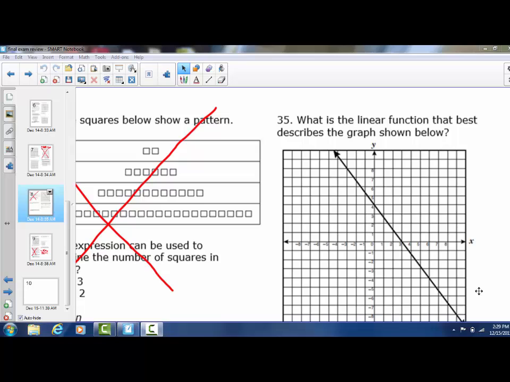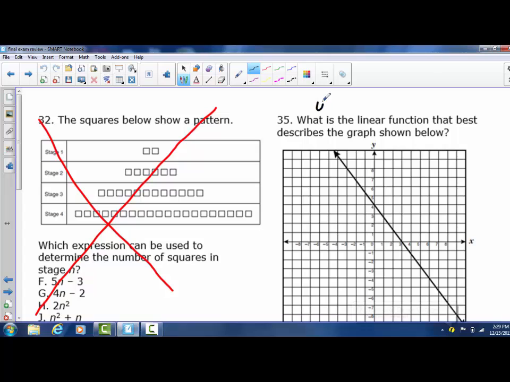Okay, so what is the linear function that best describes the graph shown below? Alright, the easiest way to write an equation from a graph is to find your m and your b, and write it in slope-intercept form. Right, so y equals mx plus b. Alright, so the b value is where it crosses the y-axis. So b is, let's see, 1, 2, 3, 4.